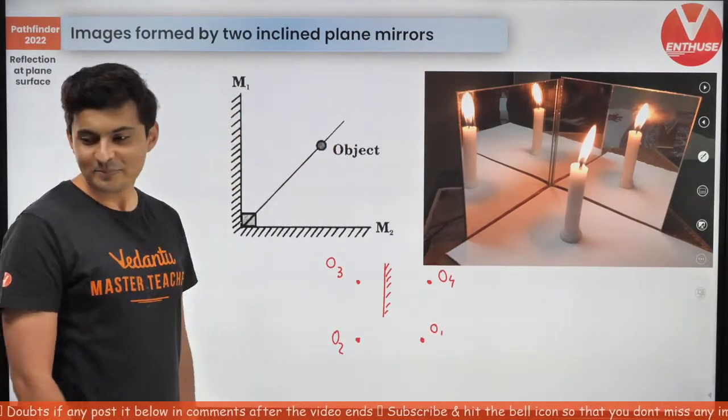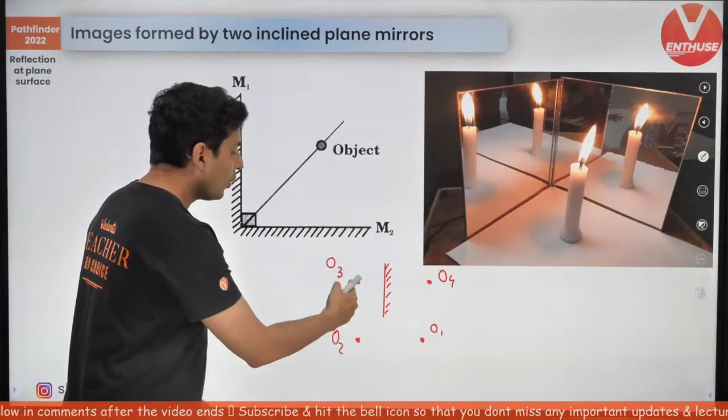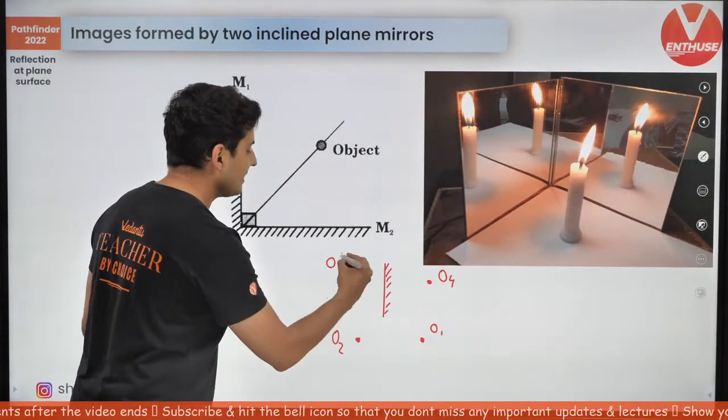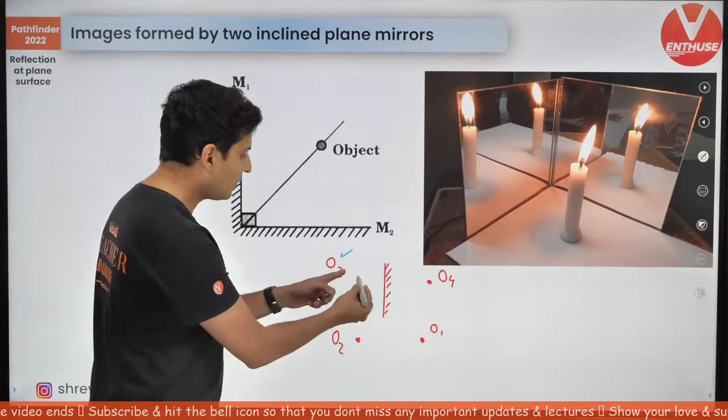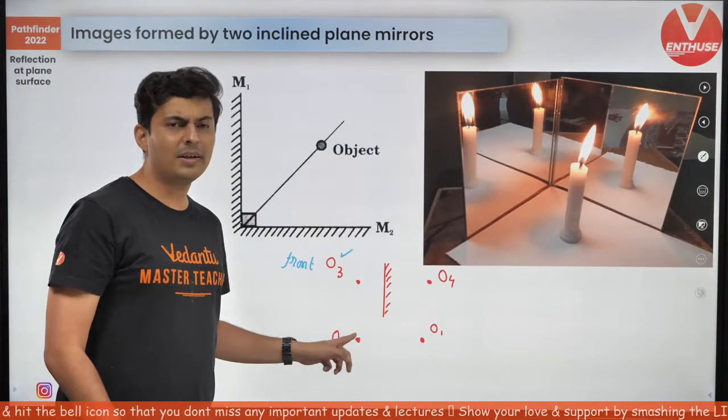Now tell me. Okay, so here is the answer, guys. Simple. O3 is in front of the mirror. Obviously, this will produce an image. Obviously, O3 is in front of the mirror. You'll be like, sir, O2 is not in front of the mirror.